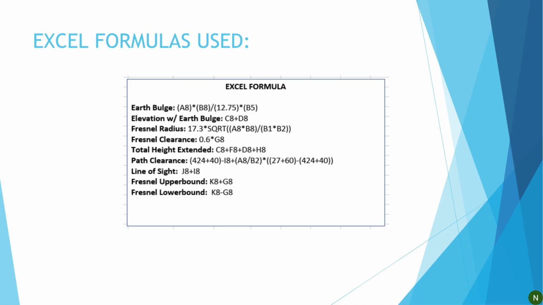Here is the list of formulas used to compute the technical parameters in Excel. Each formula was applied systematically to determine earth curvature effects, Fresnel zone radius, and the total clearance height, ensuring computational accuracy throughout the design.